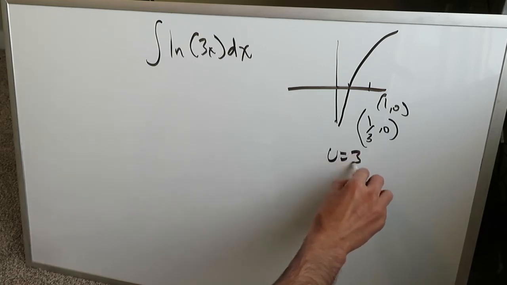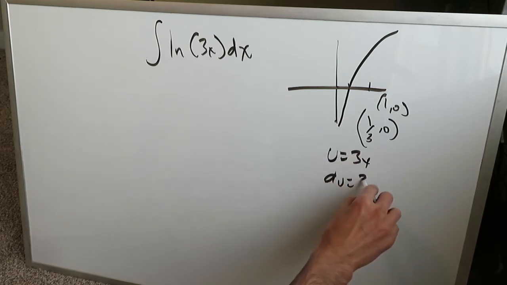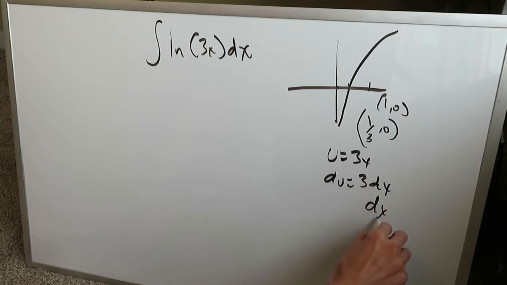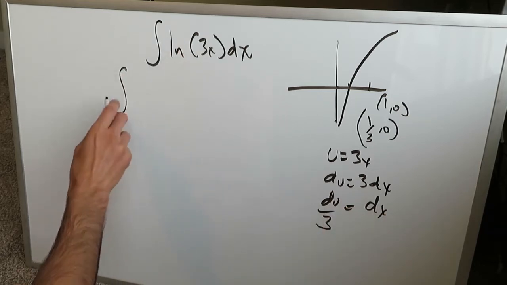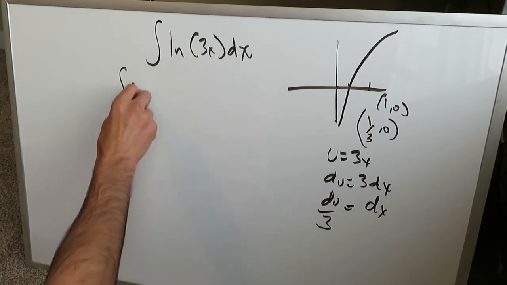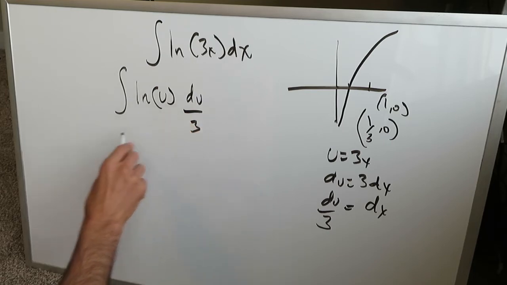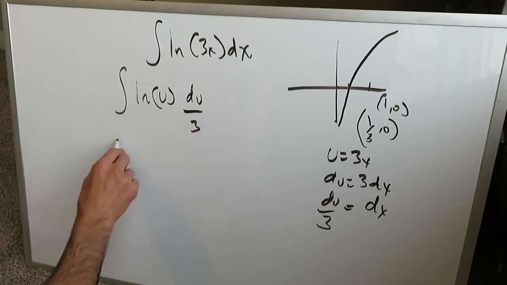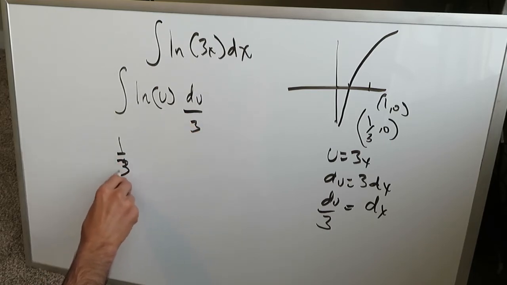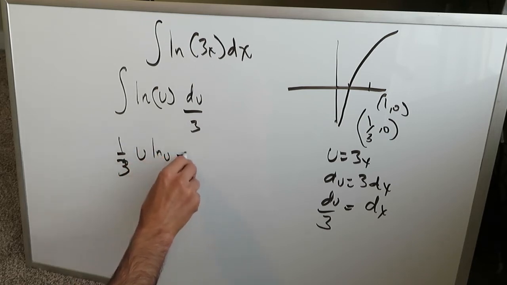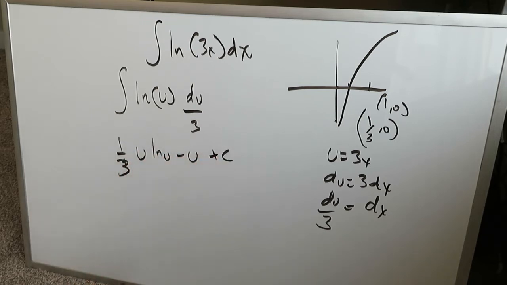u is equal to 3x, and then du is equal to 3dx, and dx is equal to du over 3. Again, the natural log antiderivative will be slightly convoluted. You're looking at natural log u du over 3, and essentially when you do this, you're going to get a 1/3 times u ln u minus u plus c, just like the previous question. There's nothing hard over here, nothing out of the ordinary.